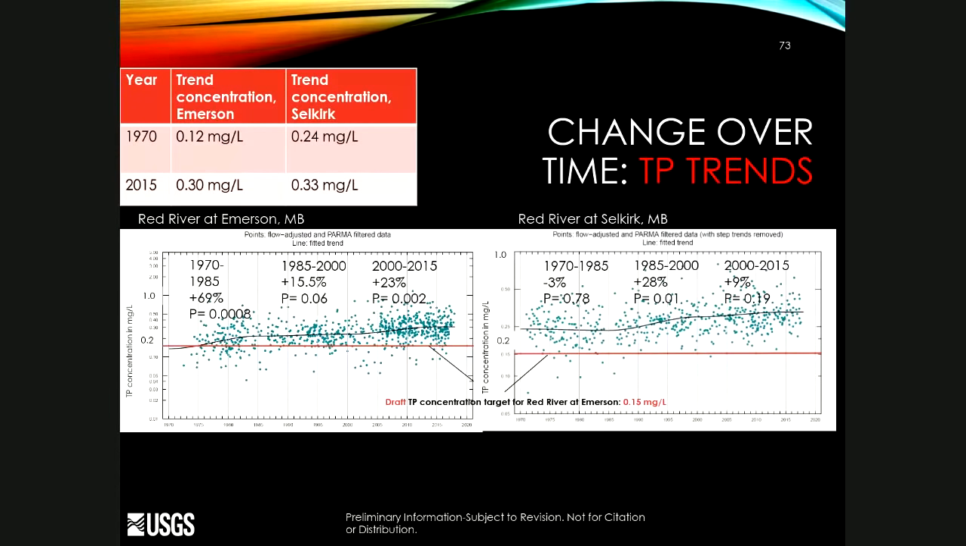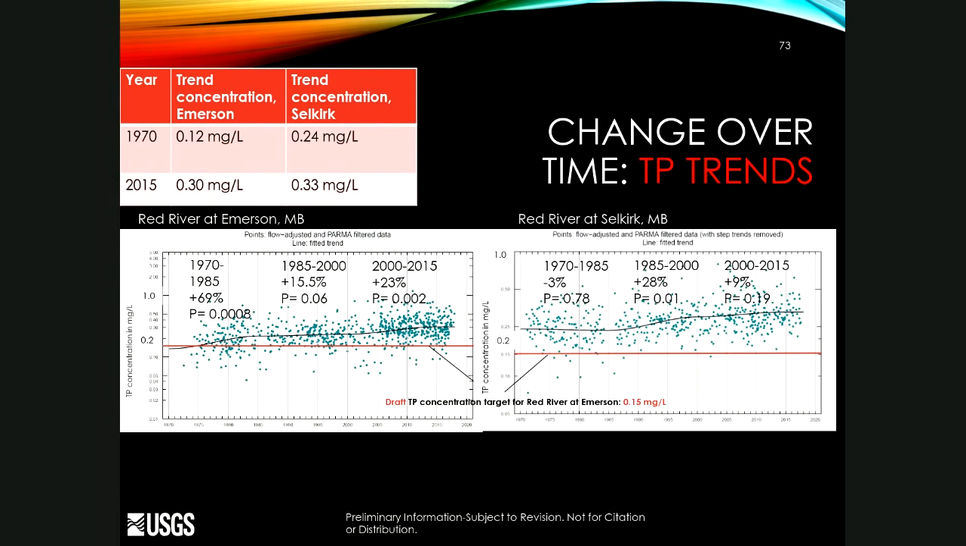The red line, which I haven't plotted on both, is the concentration target that I mentioned that the Red River Board is working on for the Emerson site, and that is being proposed at 0.15 milligrams per liter. I have it on both plots just for reference, but it's really only going to be applicable to the Emerson site. The thing I wanted to point out here is that generally we see an overall uptrend for both sites, but notice that the pattern of getting from point A to point B is not the same.